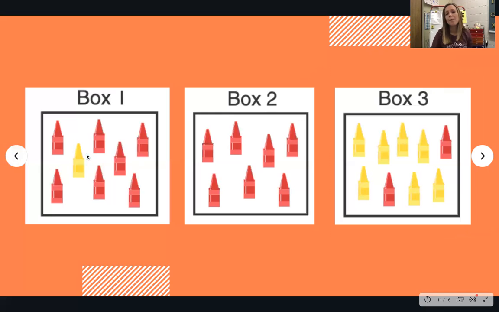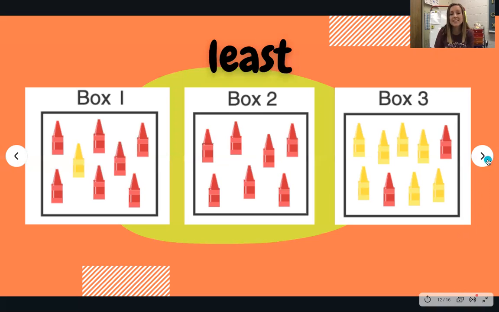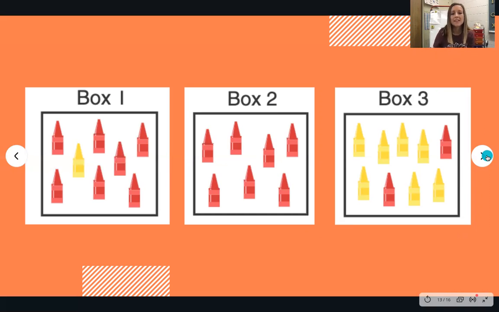But if I'm talking about the least, I'm asking which has the smallest of all. Look at box 2. There are no yellow crayons. That means it has the least. 0 is smaller than 1. So box 2 has the least. Can you say that word with me? Ready? Least.